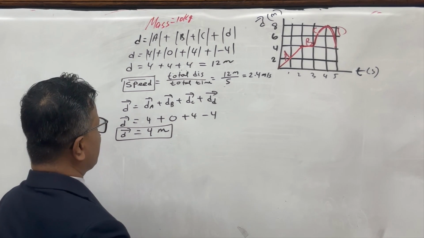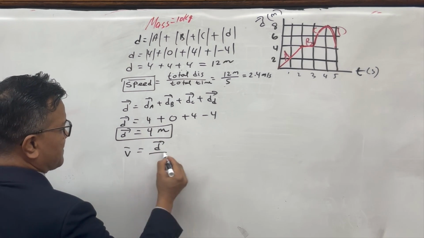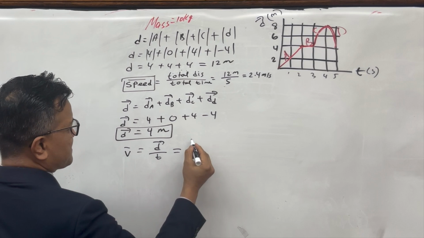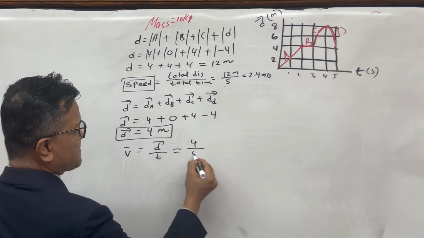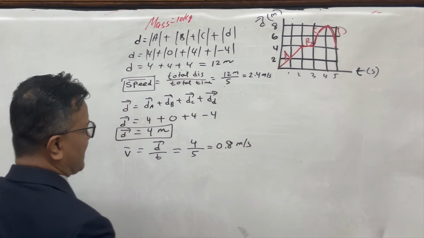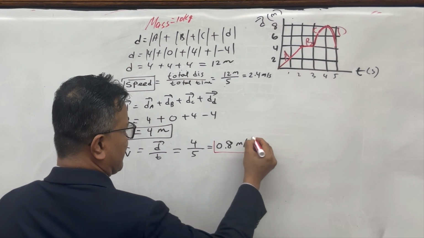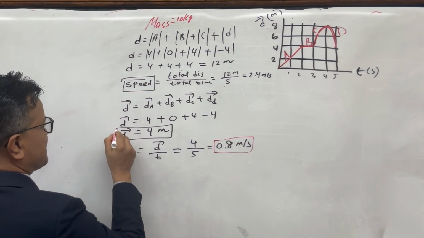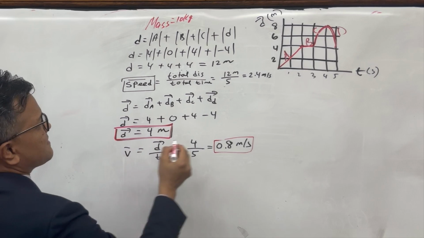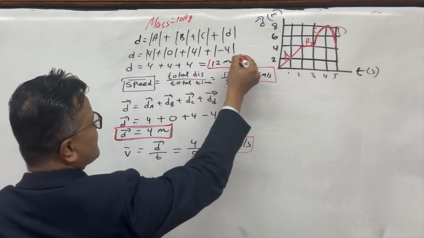So now let's find the average velocity. Average velocity is total displacement over time. So the total displacement is 4, the time is 5, so 0.8 meters per second. That's your average velocity. This is your displacement. This is your average speed, and this is your distance.